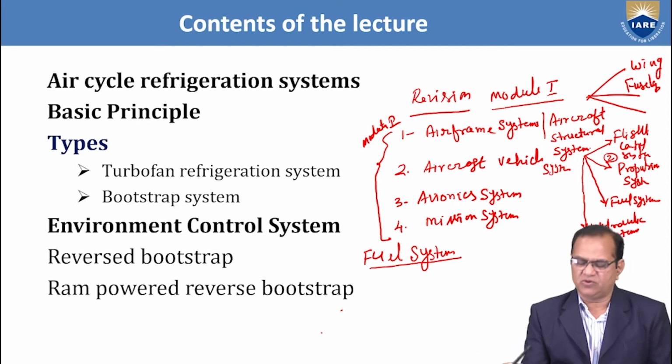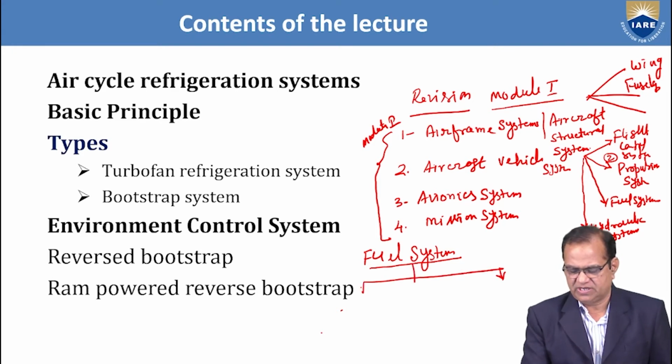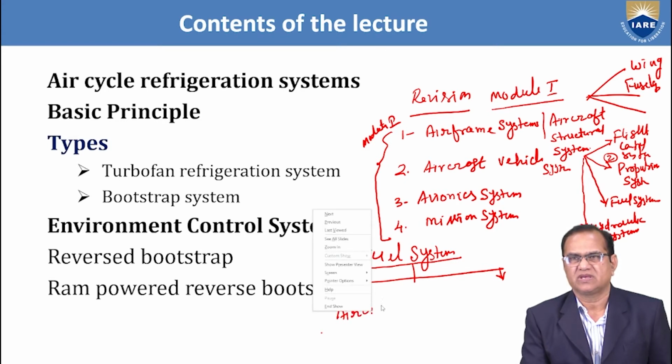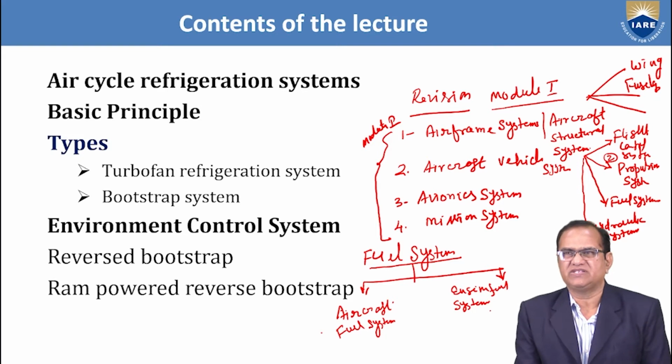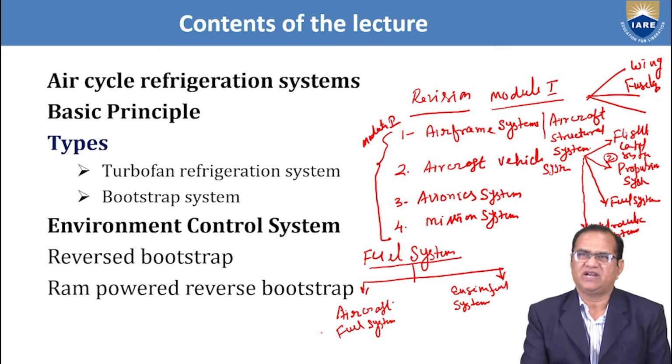So we can divide this fuel system again into two parts. One is the aircraft fuel system and the other is the engine fuel system. We can divide it in these two categories.